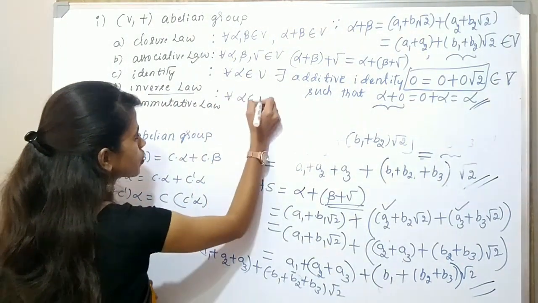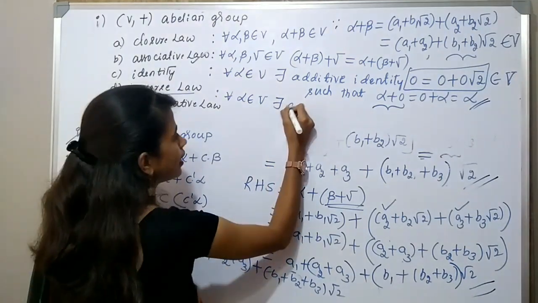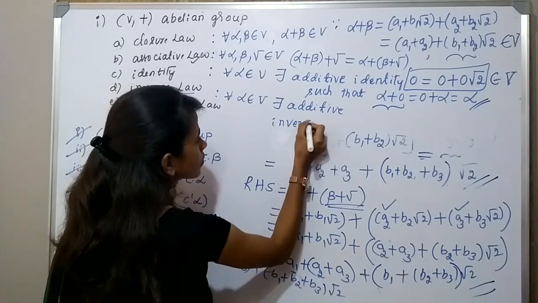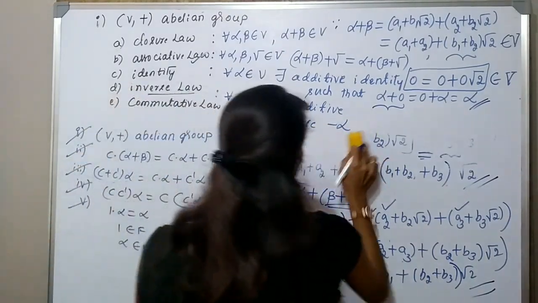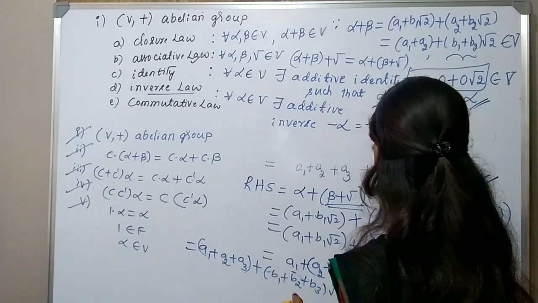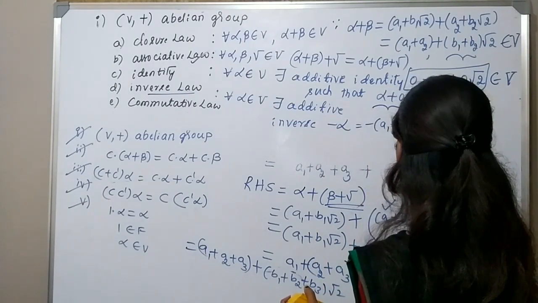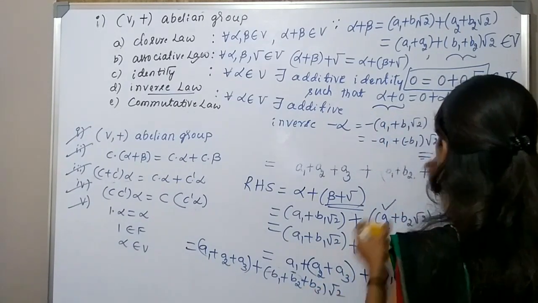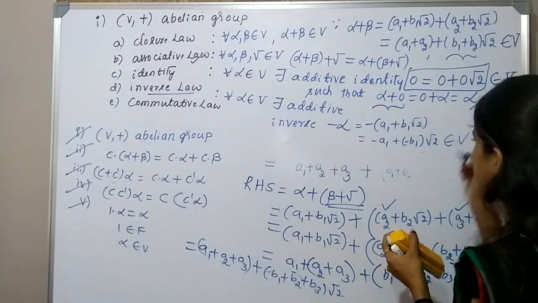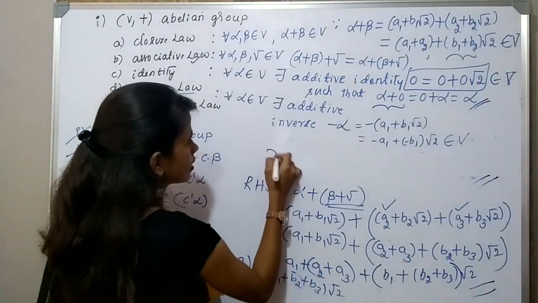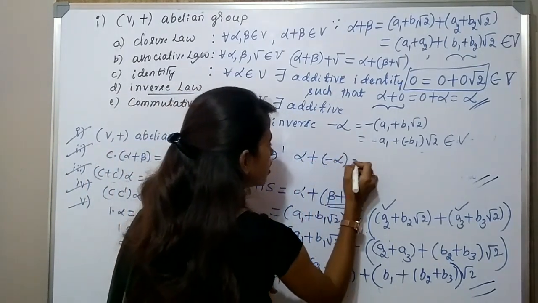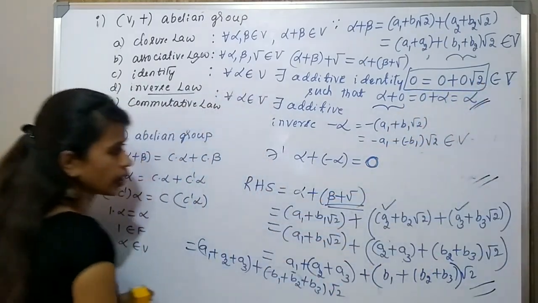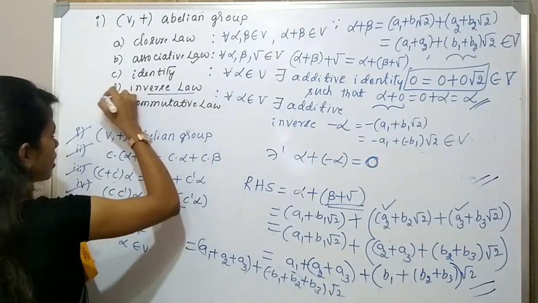For all alpha belongs to B, there exists an additive inverse, say minus alpha. So what is that minus alpha? Minus of a1 plus b1 root 2, that is minus a1 plus minus b1 root 2, which belongs to B, such that alpha plus minus alpha is equal to 0. What is that 0? 0 is the additive identity, 0 plus 0 root 2. Is it okay? So that is the inverse law.